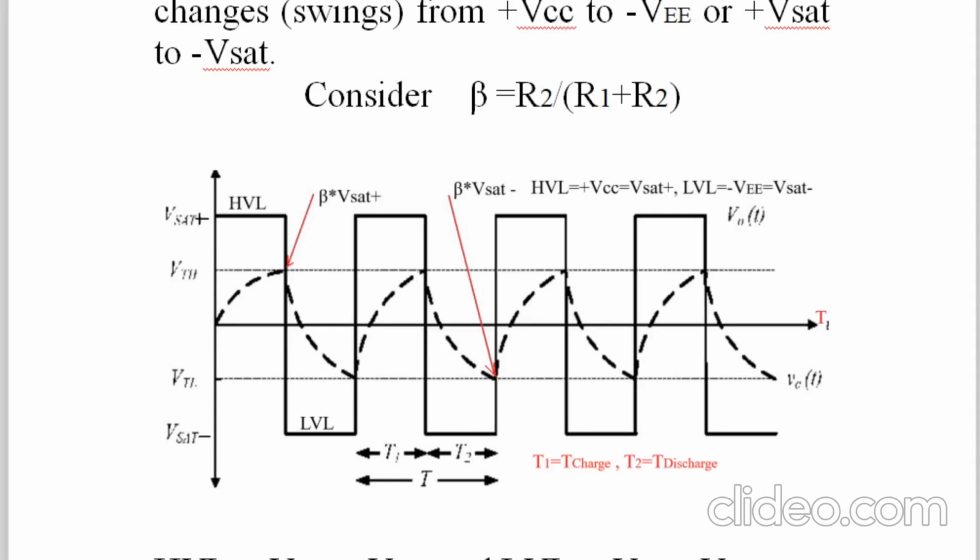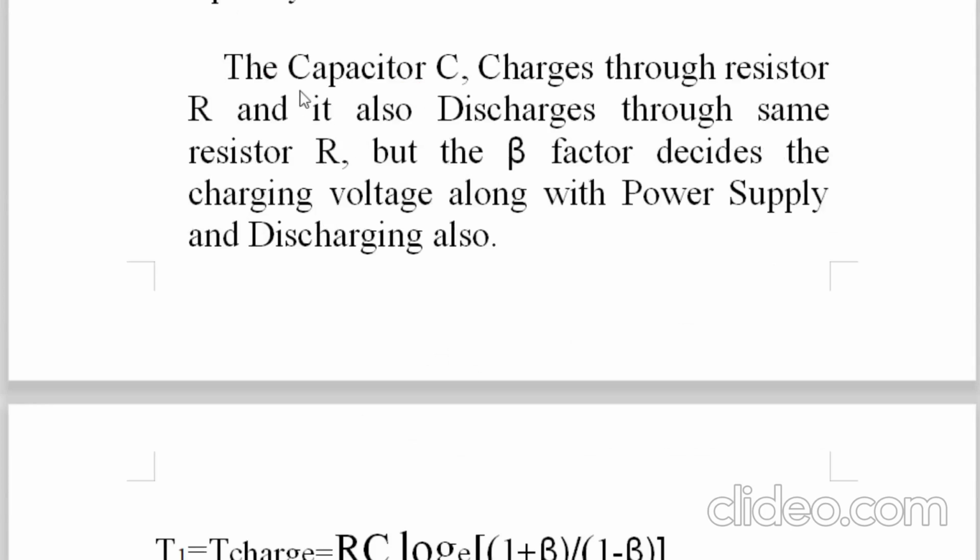So here, let us go to the theory part. The capacitor C charges through the resistor R, and it also discharges through the same resistor R. But the beta factor decides the charging voltage along with the power supply, and discharging also. The power supply is 12 volt and beta is half. That's why the voltage to which the capacitor was charged was 6 volt. But if I change the power supply to 18 volt and beta is half only, because the op-amp can take plus minus 18 also, then your charging voltage, the voltage at the junction of R1 and R2, is 9 volt, 18 divided by 2. Read it and you will understand, very simple.